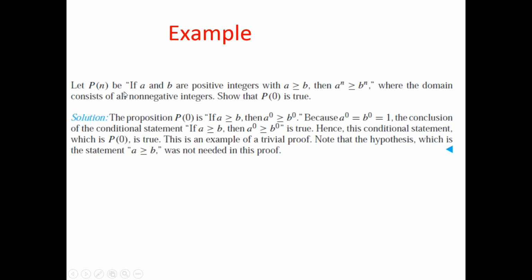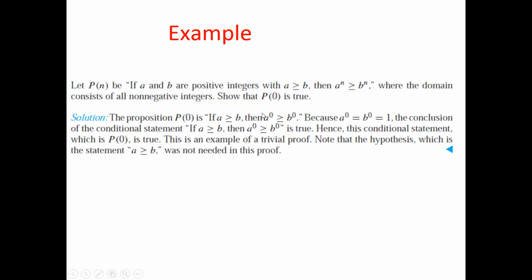Let P(n) be the statement: if a and b are positive integers with a greater than or equal to b, then aⁿ is greater than or equal to bⁿ, where the domain consists of all the non-negative integers. Show that P(0) is true. So the proposition P(0) is: if a is greater than or equal to b, then a⁰ is greater than or equal to b⁰.